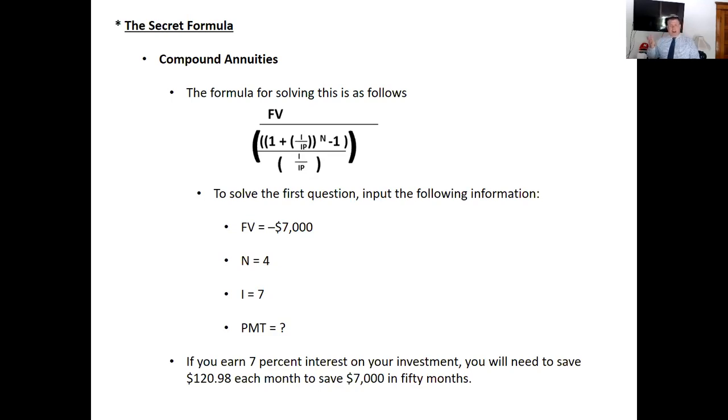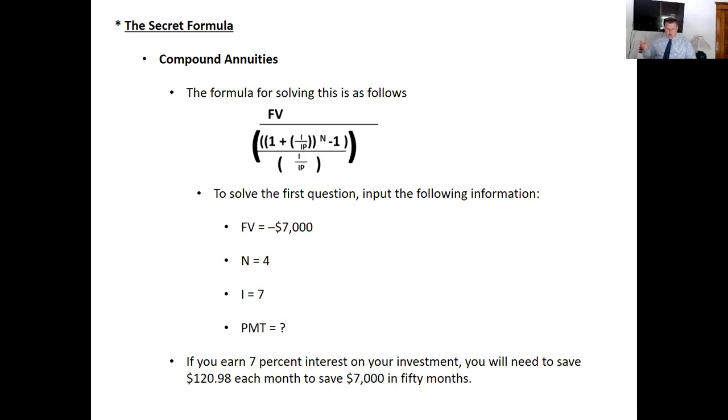You just have to see kind of what goes into them. Future value divided by 1 plus 1 over the interest rate to the nth minus 1 divided by the interest, or the inflationary rate divided by the interest rate. So to solve the first question, input the following information. The future value equals $7,000. N equals 4. The interest rate is 7.